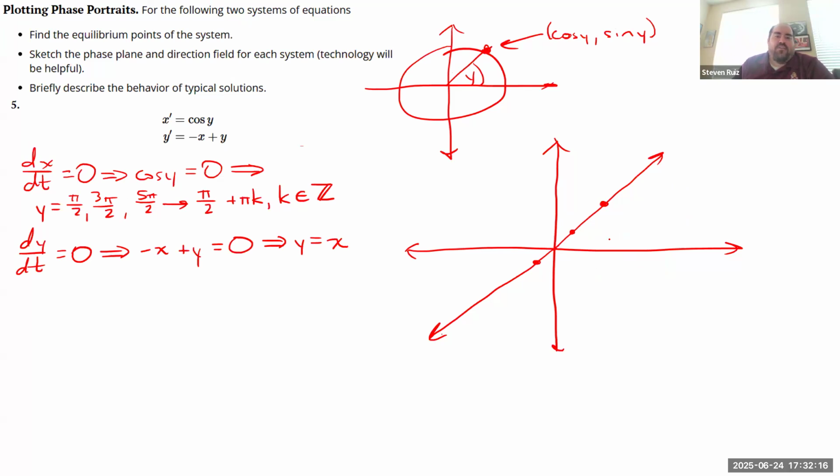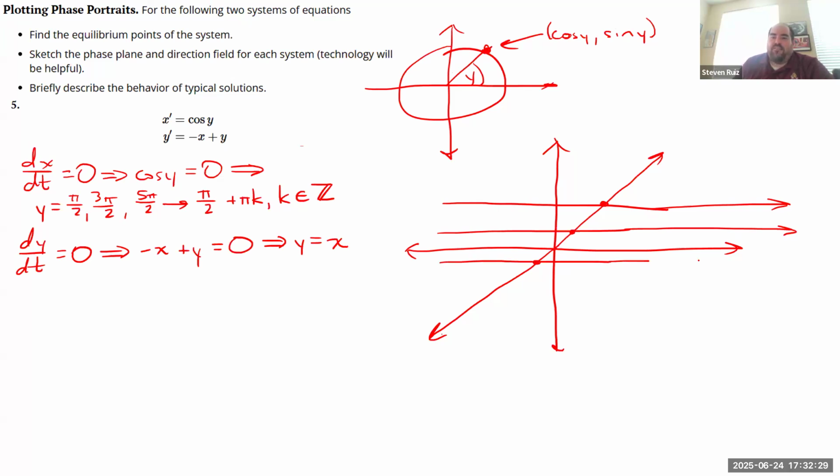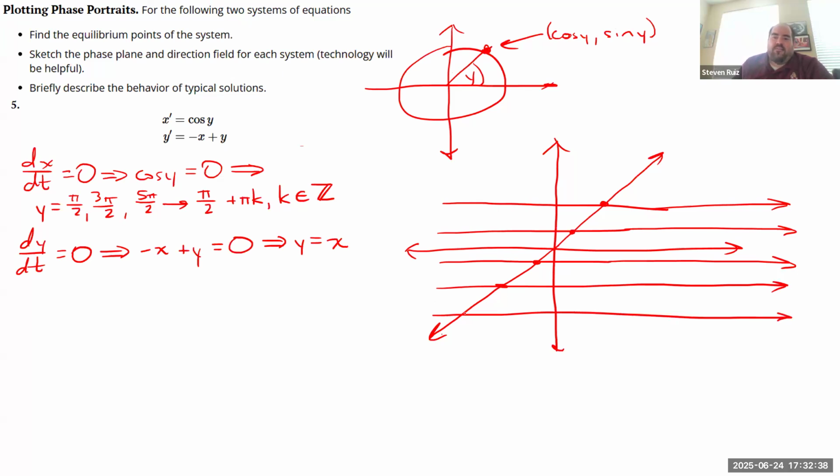Y equals a constant. What do those look like? Those always look like straight lines. So basically, my x nullcline essentially is a collection of horizontal lines that are vertically spaced every pi over 2. And wherever these things meet the y equals x line, my equilibrium is going to happen basically every so often, periodically along that line.